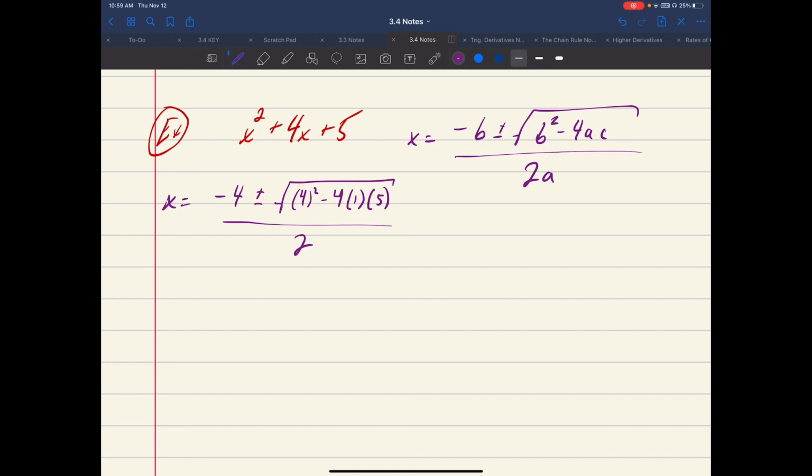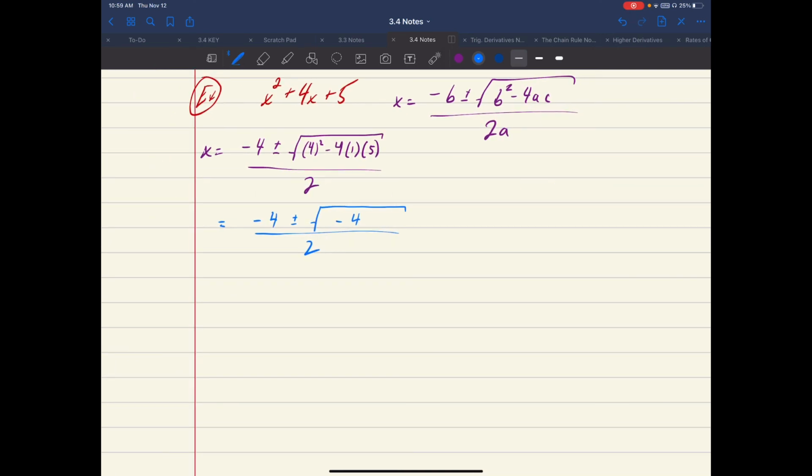Okay, so we're going to have some simplification to do here. So negative 4 plus or minus the square root of, inside the square root we'll have 16 minus 20, which is negative 4. That's all over 2. Now let's do our simplification. So negative 4 over 2 is negative 2, plus or minus the square root of negative 4, which is 2i, and then we divide it by the denominator of 2. So this would be i. Okay, so if you get to a quadratic where you can't factor it, you're going to use the quadratic formula.